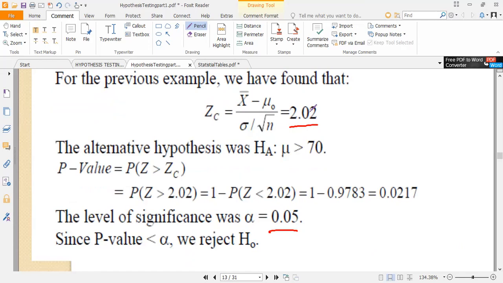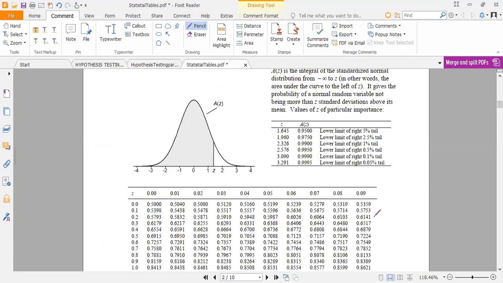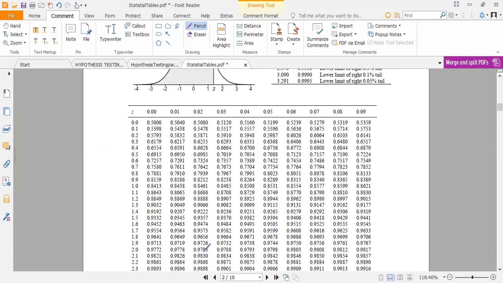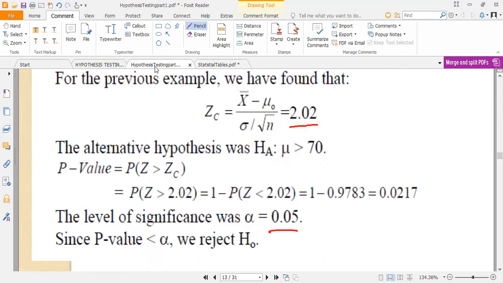So this 2.02 will go into the statistical table. Under 2.02, the figure we're getting is 0.9783. We subtract this from 1 and we get 0.0217. Now we're going to compare this to our alpha of 0.05.